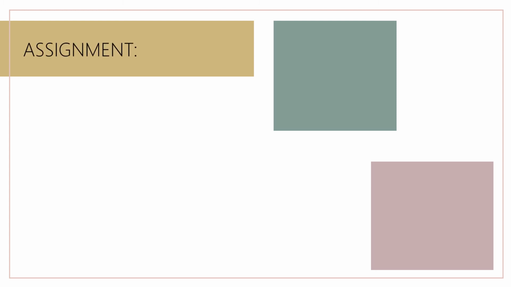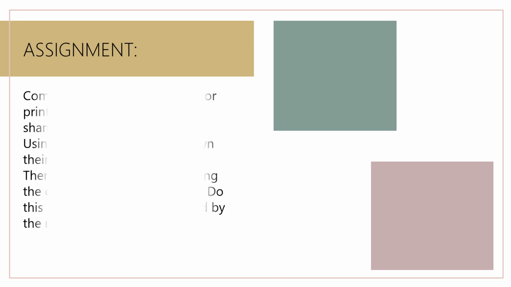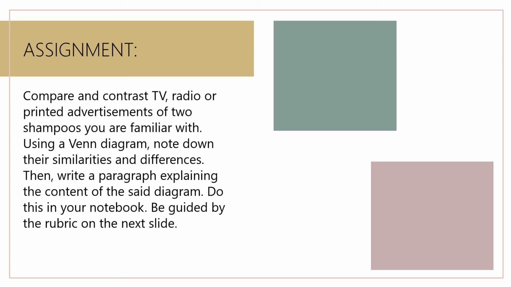Next. So, for our assignment, let's have compare and contrast TV, radio, or printed advertisement of 2 shampoos you are familiar with. So, pipili lang kayo. Compare and contrast nyo lang 2 shampoo sa TV or radio. Using a Venn diagram, note down their similarities and differences. Then, write a paragraph explaining the content of the said diagram. Do this on your notebook. Be guided by the rubric on the next slide.